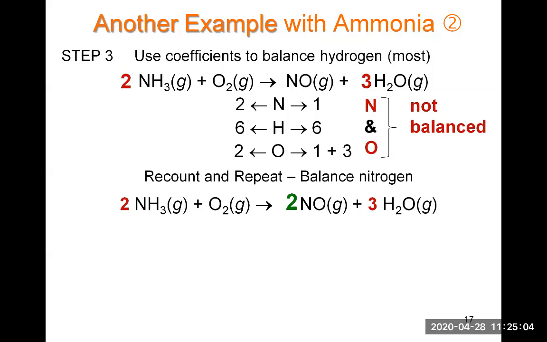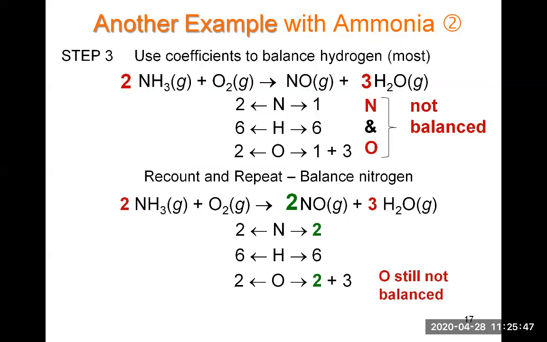So if we count again, we have 2 nitrogens on the left from ammonia and 2 nitrogens on the right from nitrogen monoxide. Hydrogen, we have still 6, 2 times 3 from the ammonia and 6 on the right from the water. Oxygen, we still have 2 oxygen on the left, and we now have 2 oxygens from the NO plus 3 oxygens from the water. So that's 5. So nitrogen and hydrogen are balanced, but not oxygen. So we need to balance oxygen.